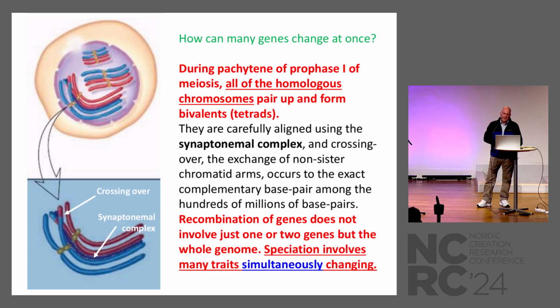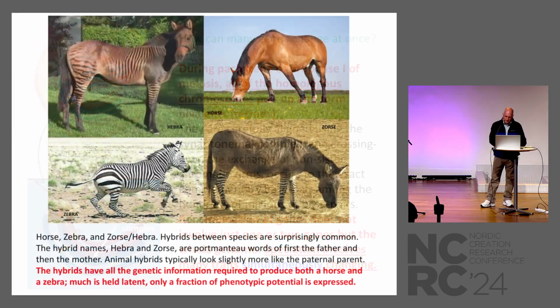Very, very fascinating. Carefully aligned using the synaptonemal complex, crossing over, the exchange of non-sister chromatid arms occurs, at the exact complementary base pair. Recombination of genes does not involve just one or two genes, but the whole genome. Speciation involves many traits simultaneously changing. And this is the way it can happen.